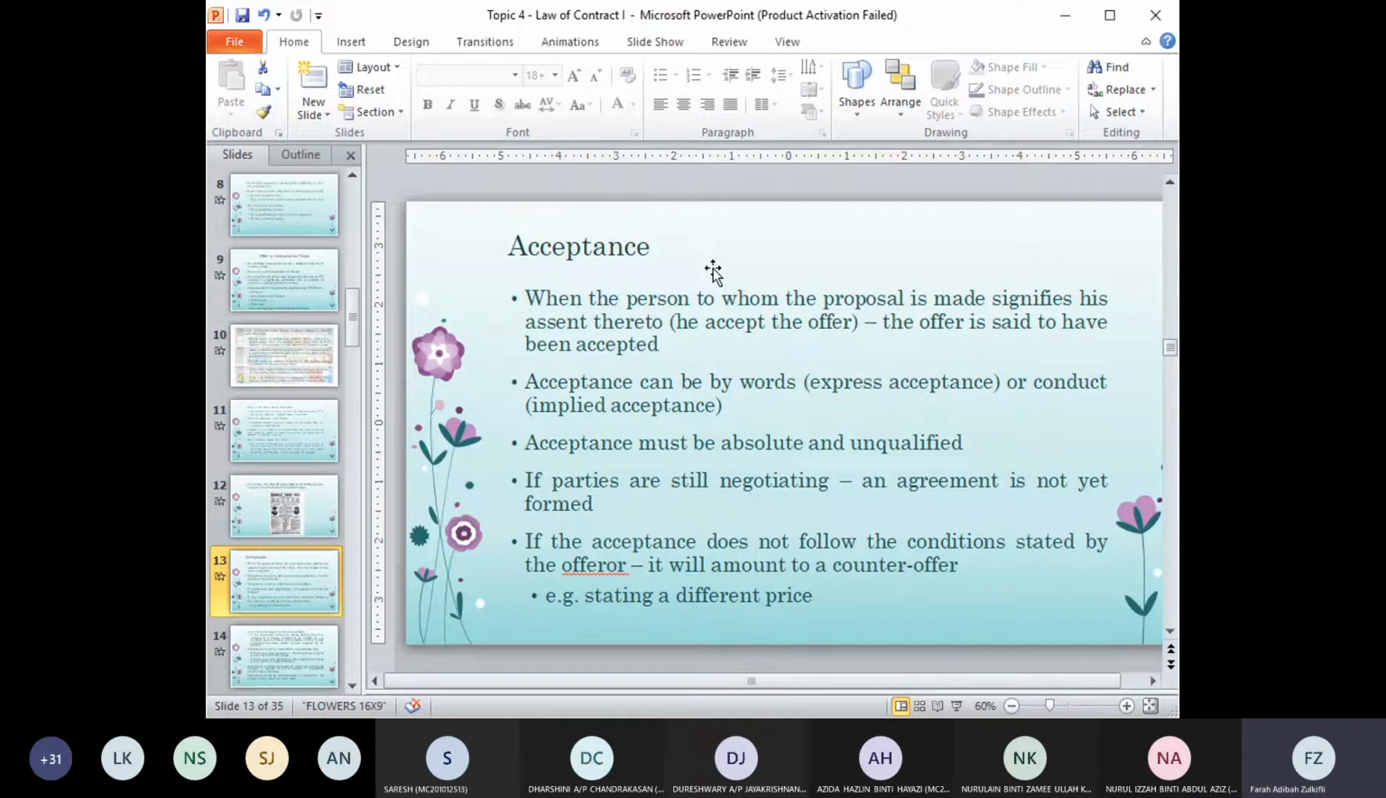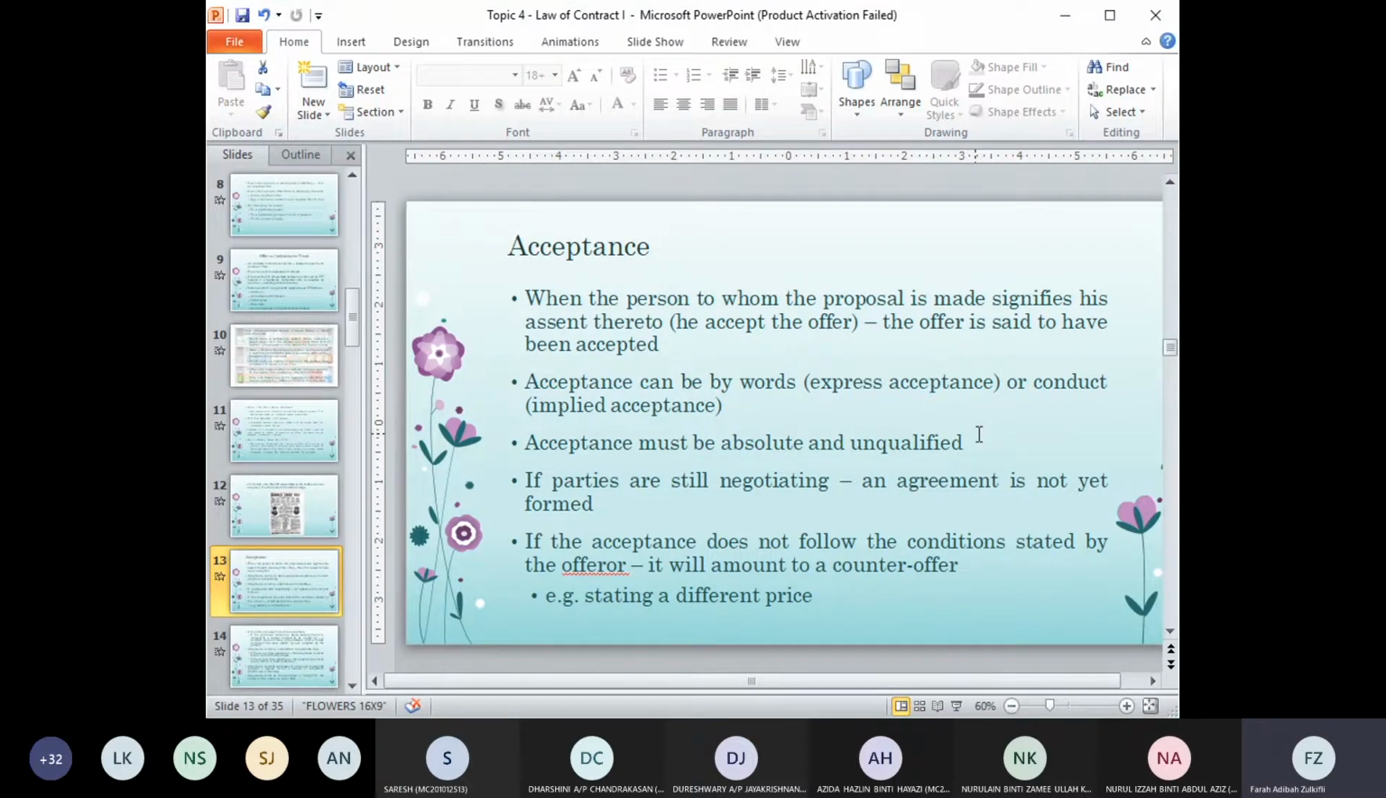Okay, so acceptance can be by words, or it can also be by conduct. So for example, in the case of the LRT station, when you put your card on the steel, that is when you make an offer, and when the gate opens, that is when they accept the offer. They accept your offer to use their public transport. Okay, so that is what we call an implied acceptance.